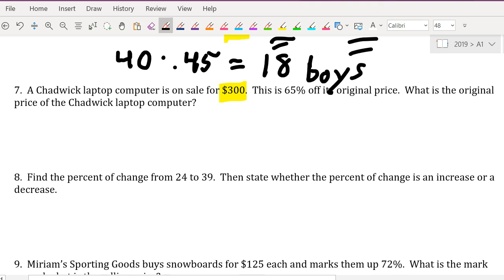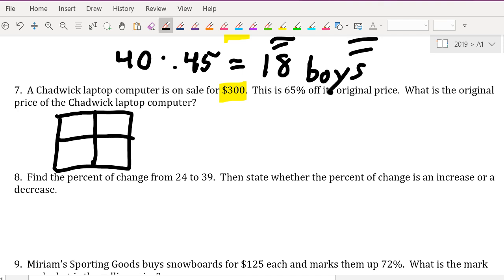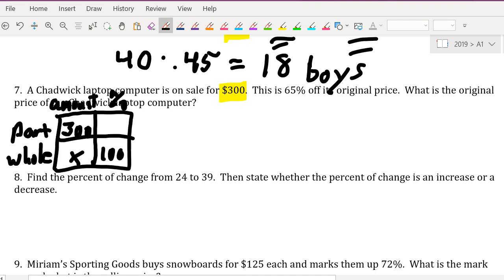Okay, the computer is on sale for $300. So if we look here, we're gonna make a magic box. We're going part and whole, and then amount and percent. So 100 always goes here. Now, what is the part and what's the whole? Remember, the sale price is 300. Very good, that's the part. We don't know the original. Now, 300 is what percent of the original?